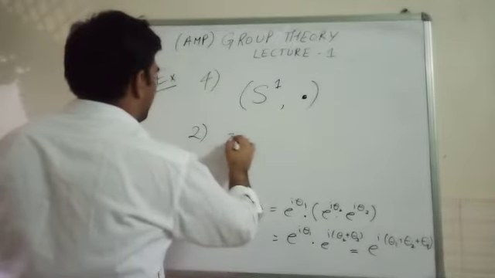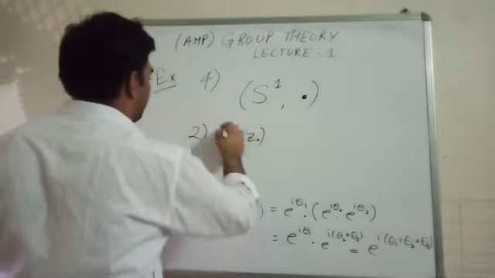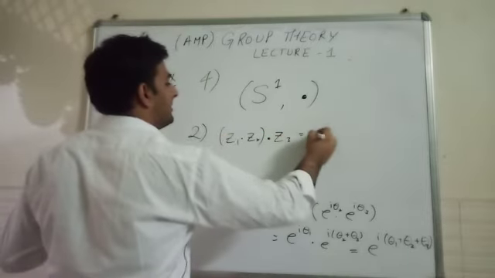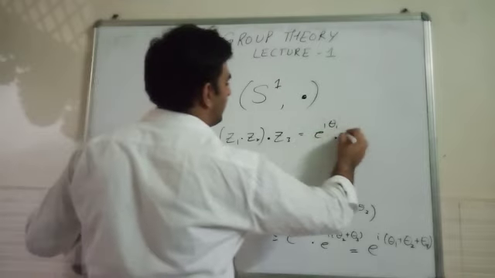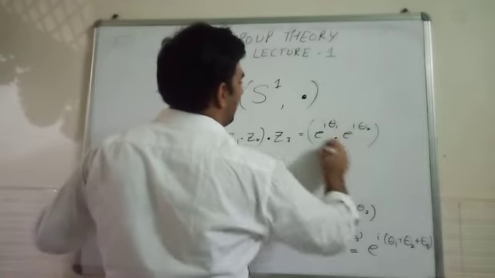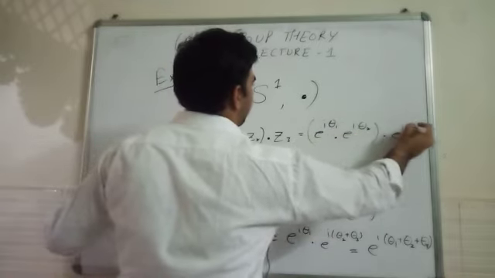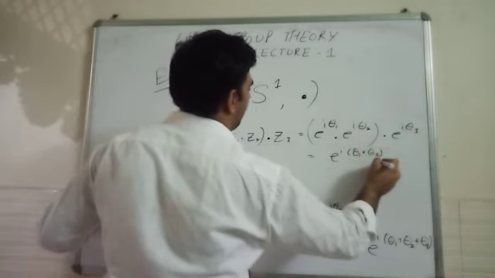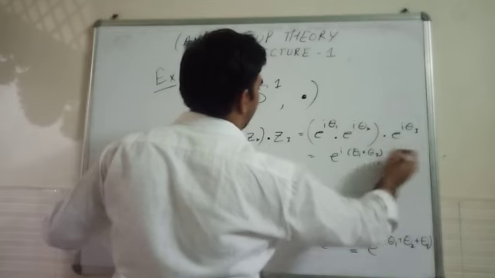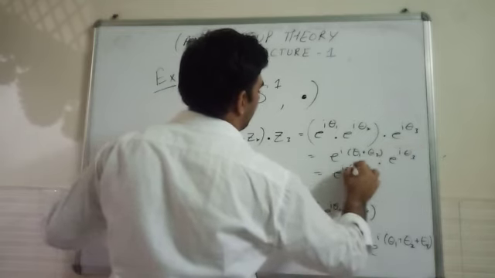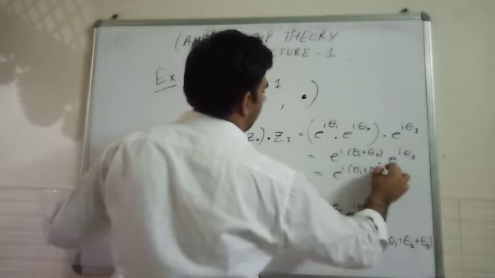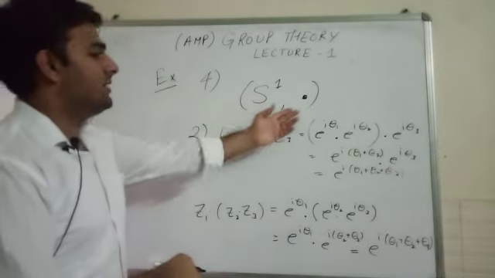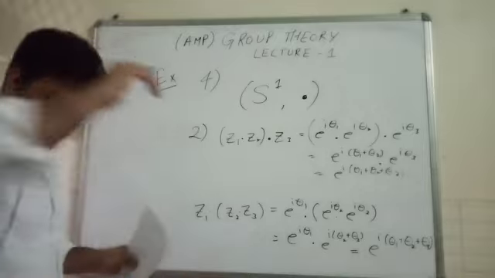So this is z1 times z2, you multiply them, and then you multiply with z3. So this is e^{iθ1} times e^{iθ2}, then you multiply with e^{iθ3}. So this is e^{i(θ1+θ2)} times e^{iθ3}, so e^{i(θ1+θ2+θ3)}. So you see that the set under this operation is also associative.